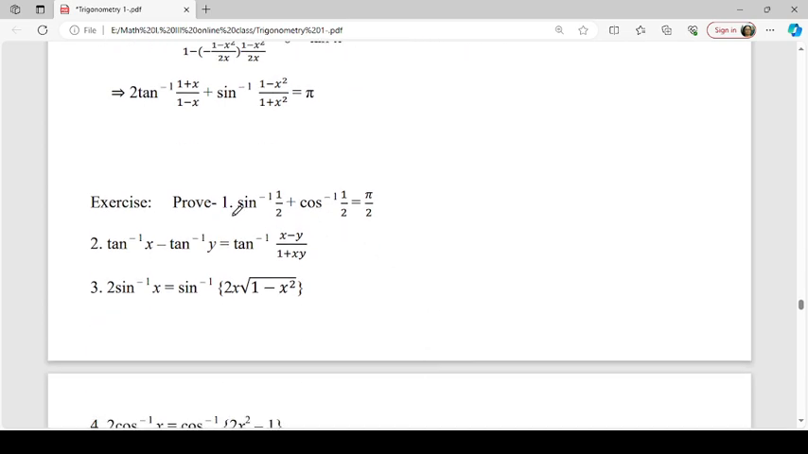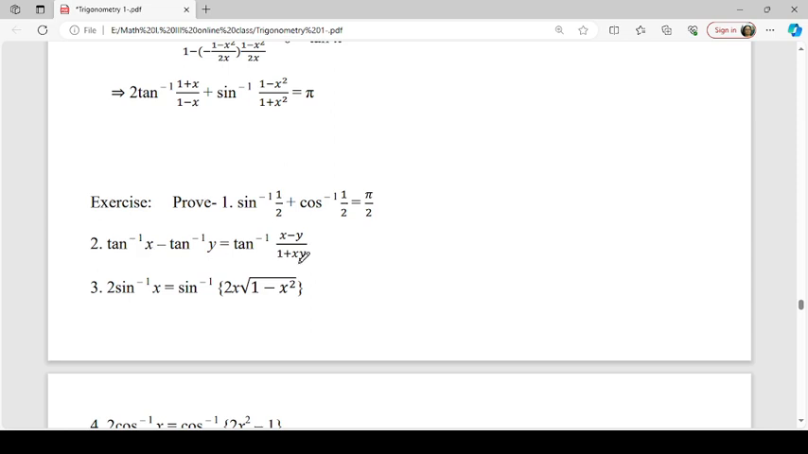Then sine inverse half. So sine inverse x plus cos inverse x, we have got it, it is pi by 2. So sine inverse half we can write, or we can write the values also. Sine inverse half is pi by 3 and this is pi by 6, so the sum is pi by 2.